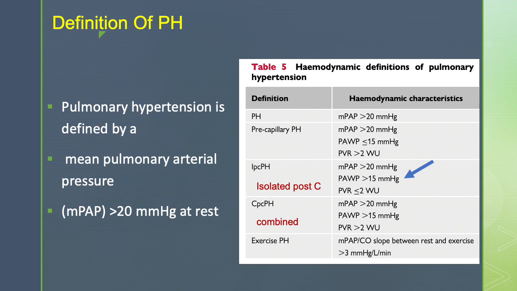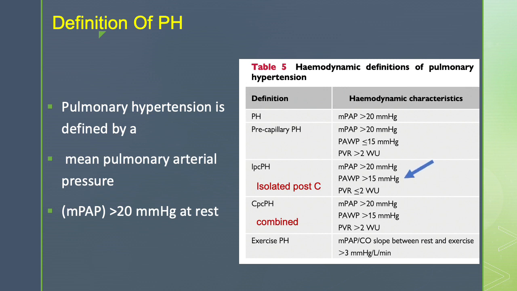If you talk about isolated post-capillary, then something to note is that here the wedge pressure increases. So how do we distinguish? The wedge pressure increases in a post-capillary and the resistance reduces to less than 2 Wood units, but yes, obviously the mean PAP will stay high. Simplified. Now we go to the next one, which is combined.